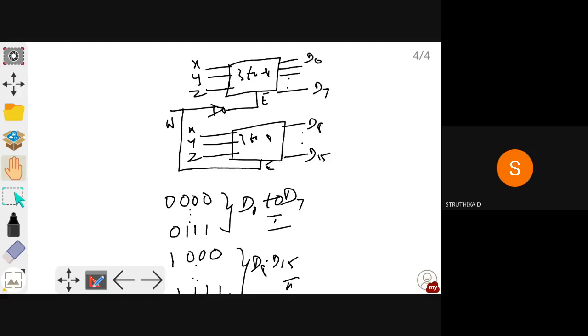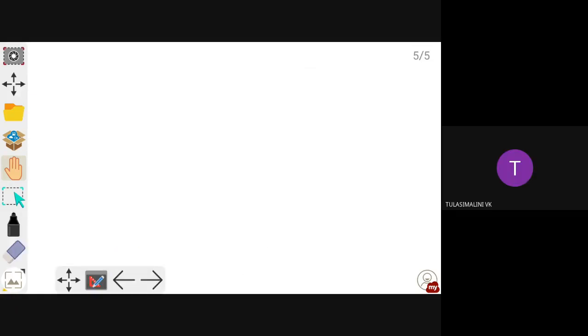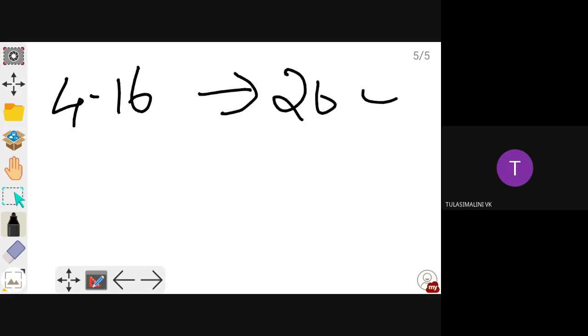So everybody clear with this? Clear or not? Yes, ma'am. So next, we are going to design the same 4 to 16 line decoder using 2 to 4 line decoder.